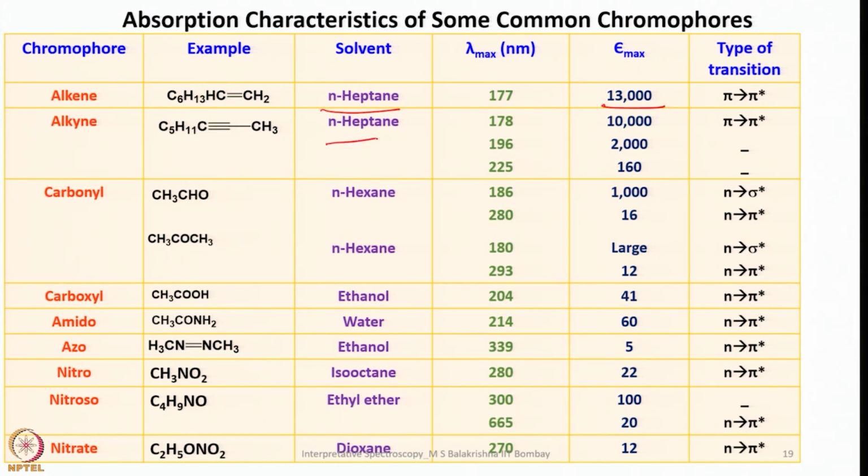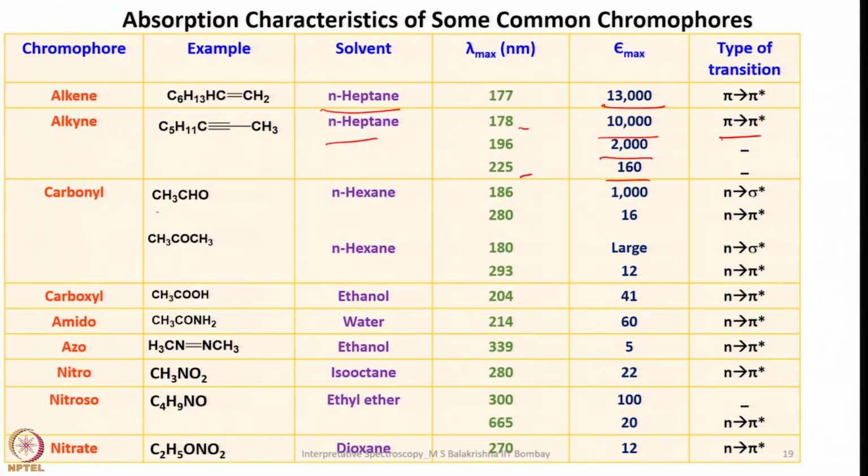It can show lambda maximum in the range of 178 to 225, and here the epsilon value varies from 10,000, 2,000 or 160, and here it is a pi to pi star transition. Other transitions can also be seen. Okay. And then if you consider carbonyl groups that make aldehyde, acid or a ketone.